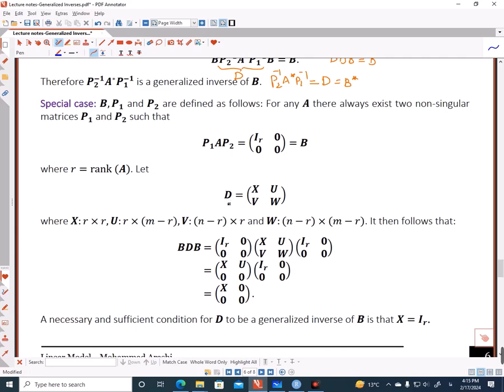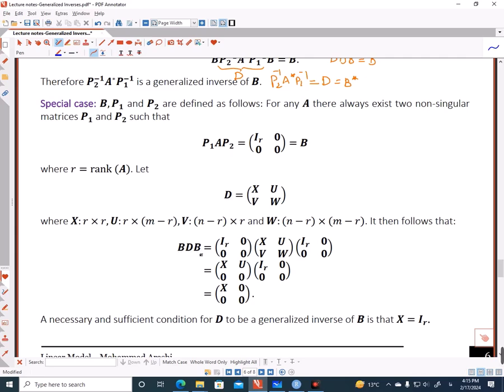In order to construct the generalized inverse of B, suppose that D is equal to this matrix with this block structure. X is an r by r matrix, U is r by m minus r, V is n minus r by r, and W is n minus r by m minus r. Then, remember, we want to find the generalized inverse of B, so we pre-multiply and post-multiply B by D.